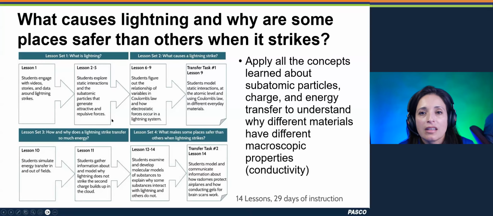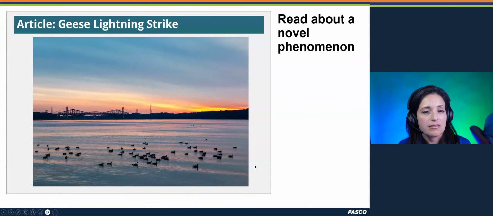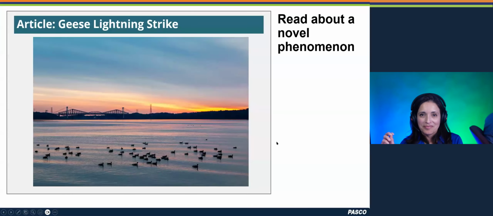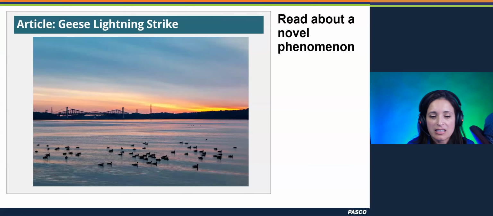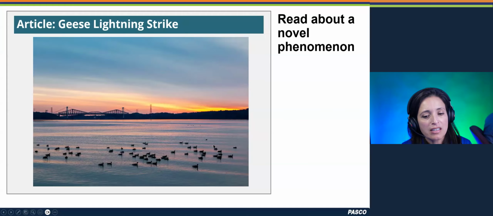After we look at 13, we're going to talk quickly about what the transfer task is for this. Okay, now another phenomenon. A strange thing happened in the St. Lawrence River, which is in Canada, on the eastern side, near the Great Lakes, dividing the US and Canada there. This is a picture of the region. These geese all turned up dead. A whole bunch of geese died.